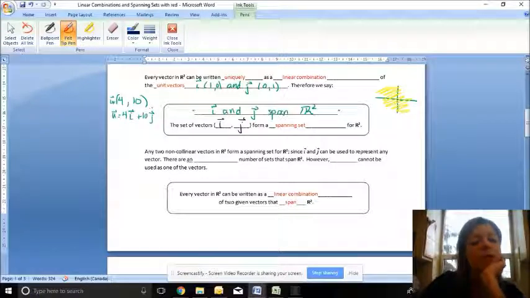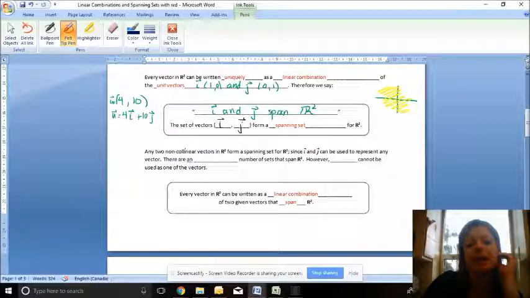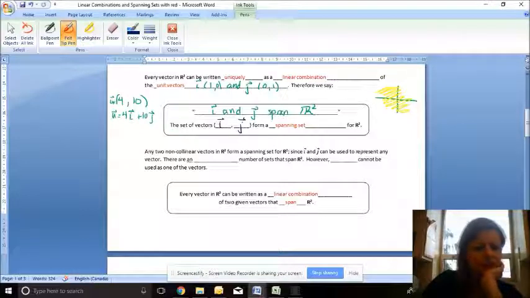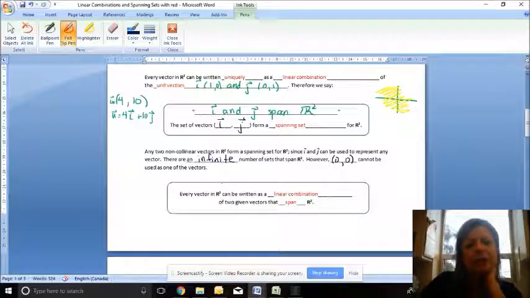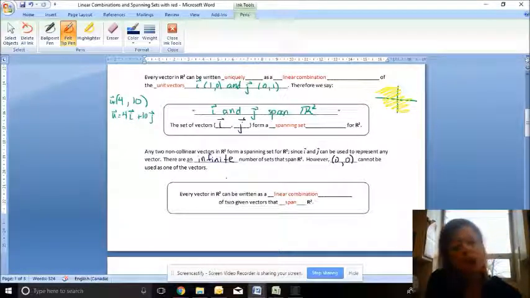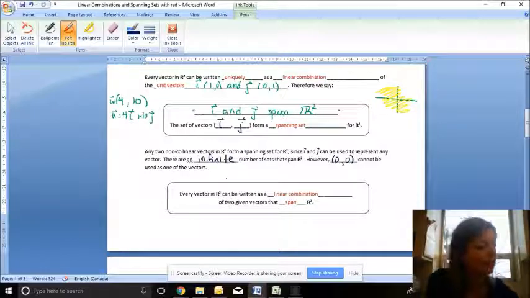Okay, so that hopefully makes sense to you because any vector can be written as a combination of two other vectors. But what's a little bit harder to understand is that any two non-collinear vectors in R2 also form a spanning set for R2, since i and j could be used to represent those vectors. So there are an infinite number of sets that span R2. However, 0, 0 cannot be used as one of the vectors, the 0 vector. So every vector in R2 can be written as a linear combination of any two given vectors that span R2.